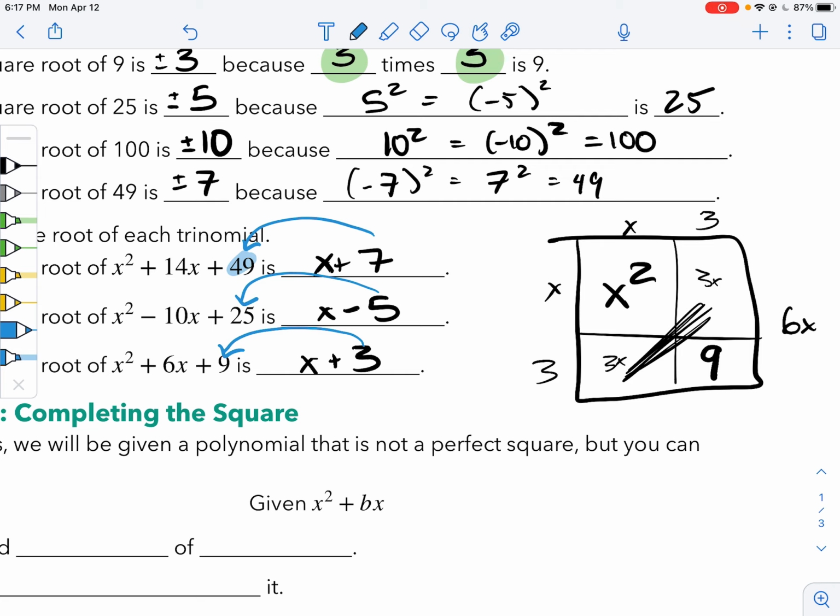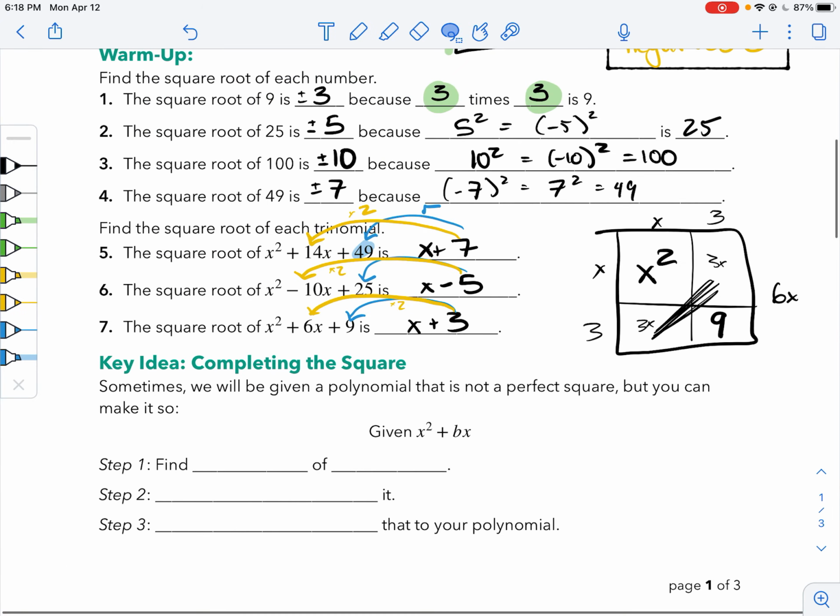That's cool. But you know what other pattern we have here? You multiply them by 2. 7 times 2 is 14. So yeah, we've got a square root, but we've also got our times 2. Negative 5 times 2 is negative 10. 3 times 2 is 6.